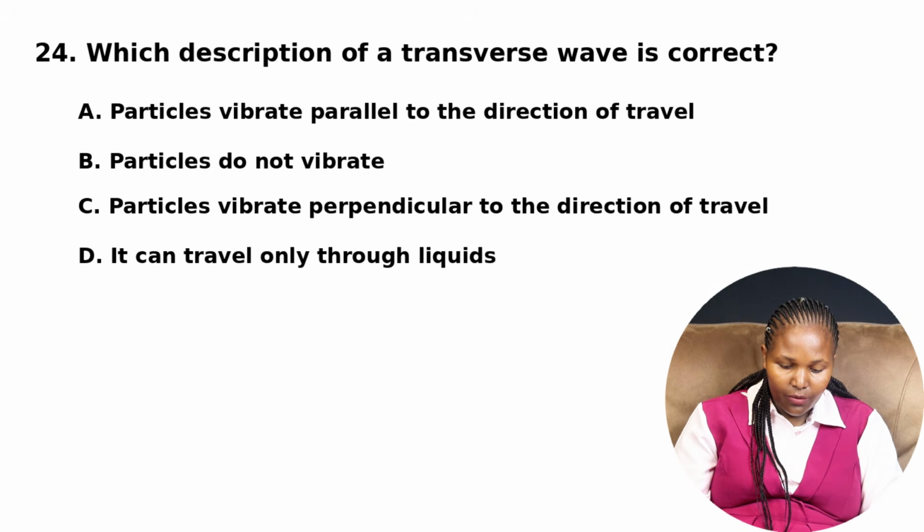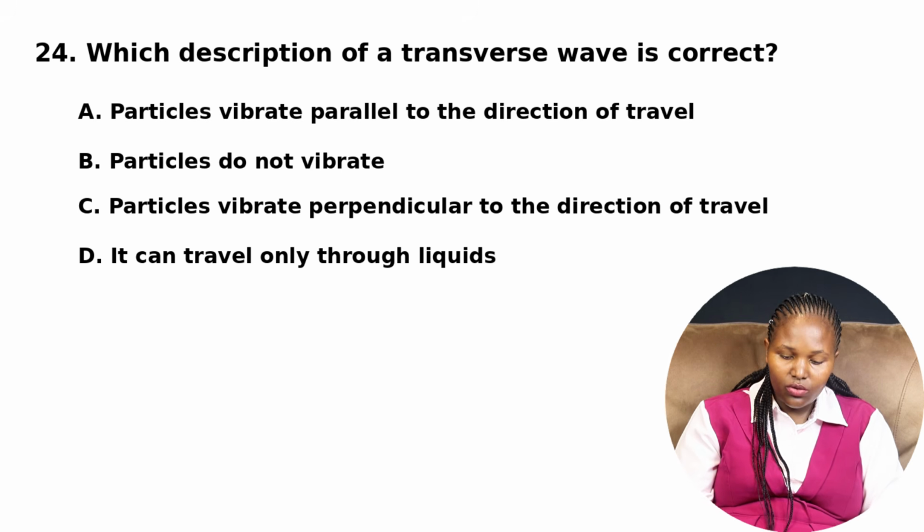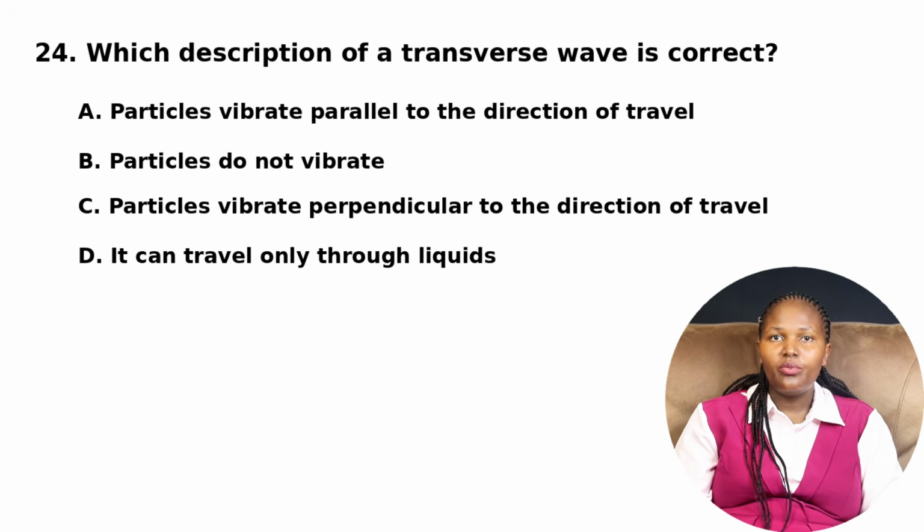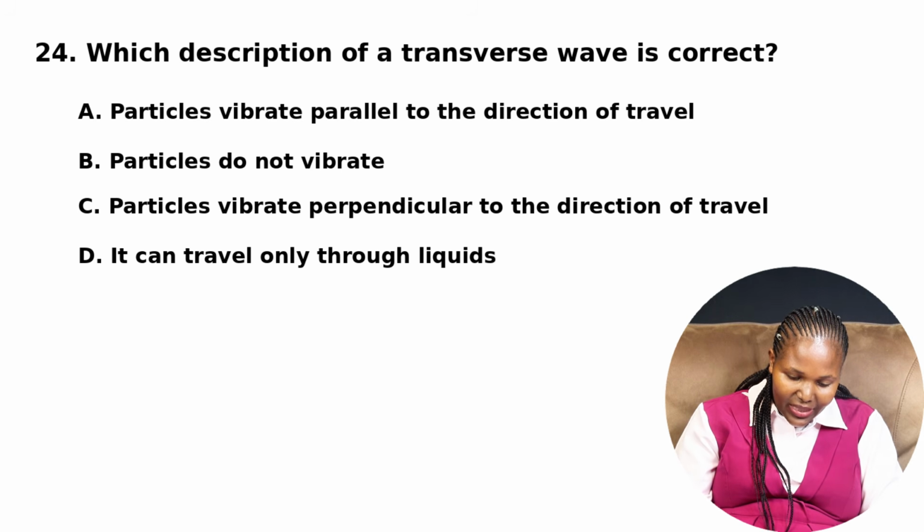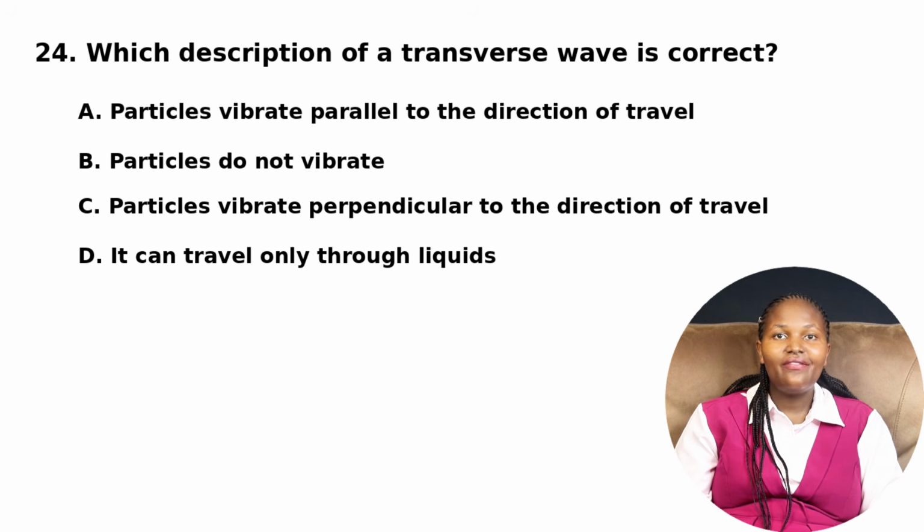Then we go to question number 24. Which description of a transverse wave is correct? So we are going to look at the options one at a time. Option A. Particles vibrate parallel to the direction of travel. First of all, that describes a longitudinal wave. You see, when particles vibrate parallel to the direction of travel, that is usually a longitudinal wave. Don't ever forget that. Then B, particles do not vibrate. So remember that particles vibrate as energy passes, so that cannot be our answer.